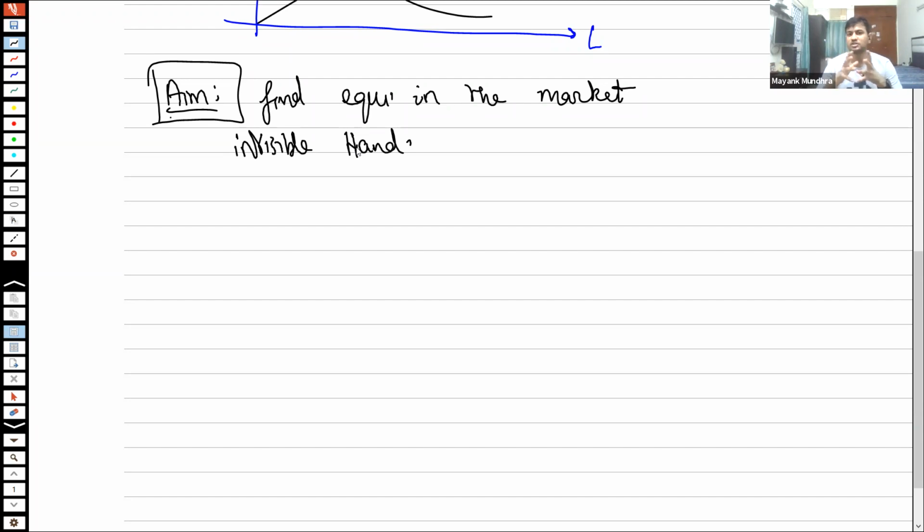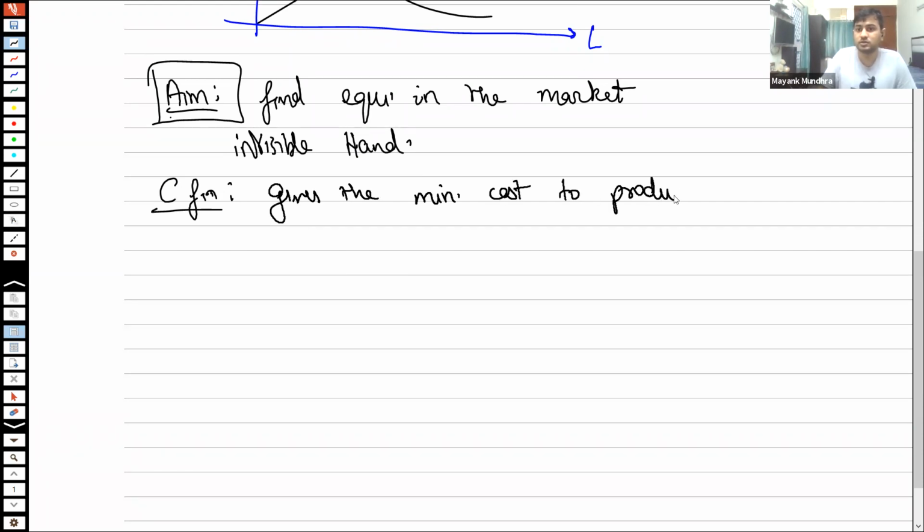So what is the cost function? Cost function is a concept that says that to produce any given quantity Q of any output, what is the minimum cost that you can do it in? So the cost function basically gives the minimum cost to produce any quantity Q given wage rate W and rental rate R.